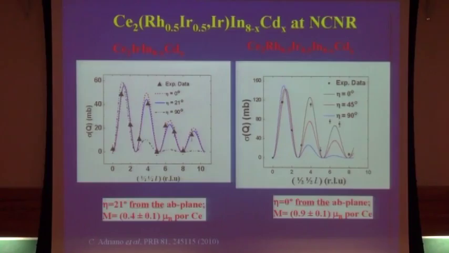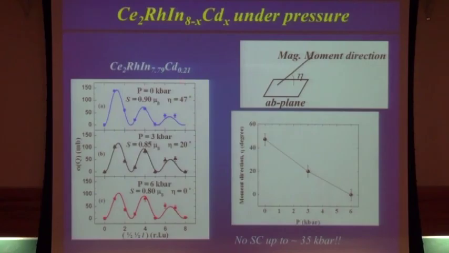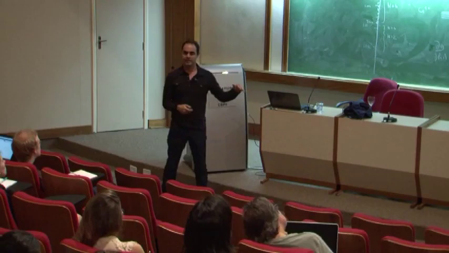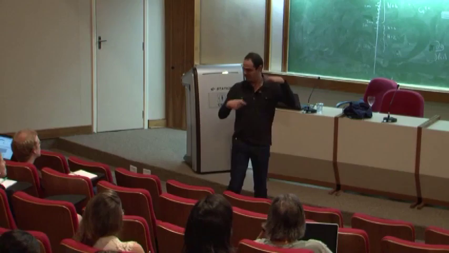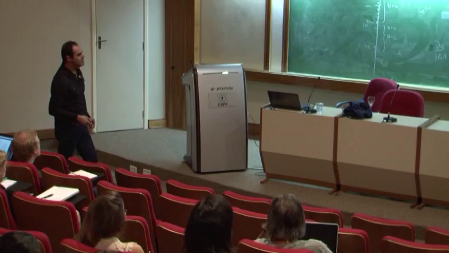And we also found that in this compound, if you apply pressure, the direction of the moment is also going to the plane. So that's a particular case that we can use to say the following. Now I have a system where, applying pressure, I can see if I can find superconductivity with the XY doublet, right? Because the moment's in the plane. And we measured resistivity at pressures up to 35 kilobar, and there is no superconductivity. Actually, this work was done here at CBPF.